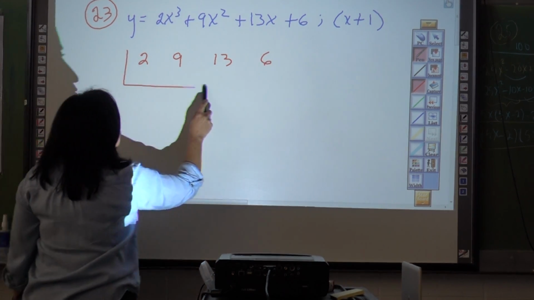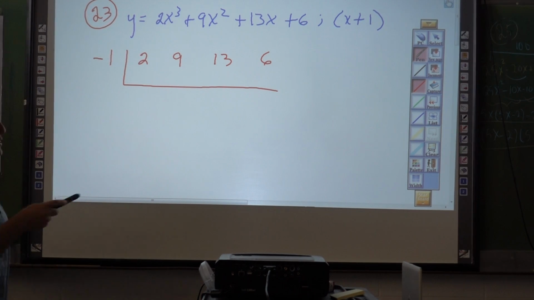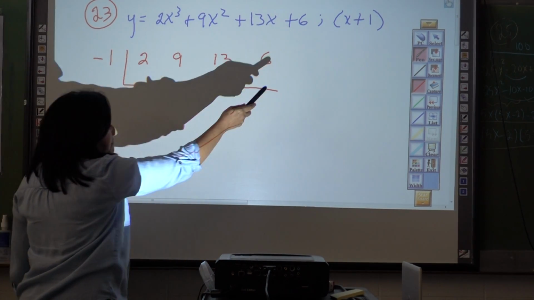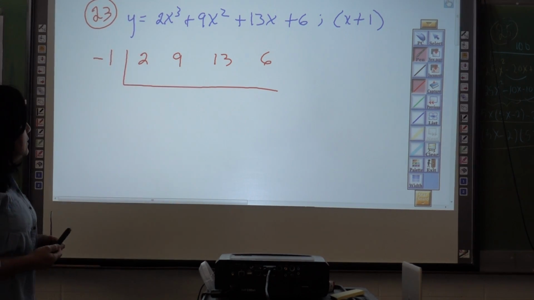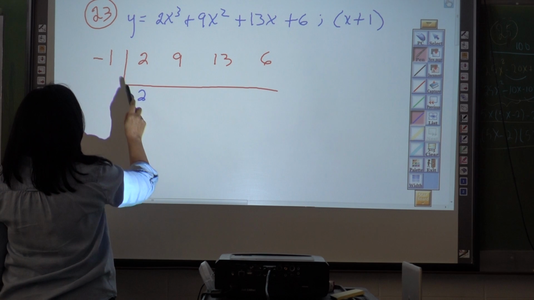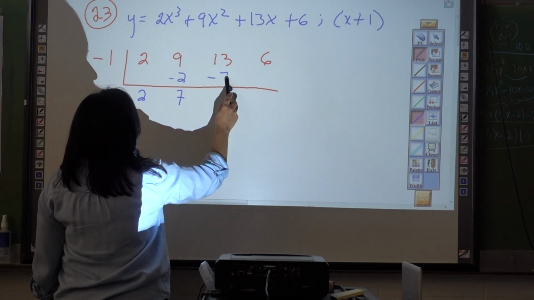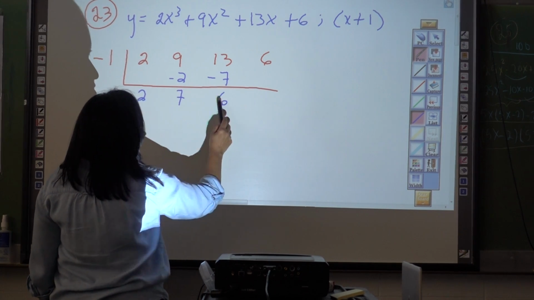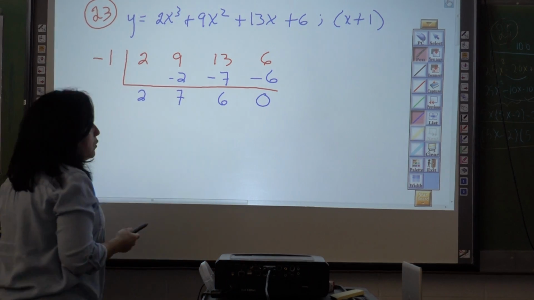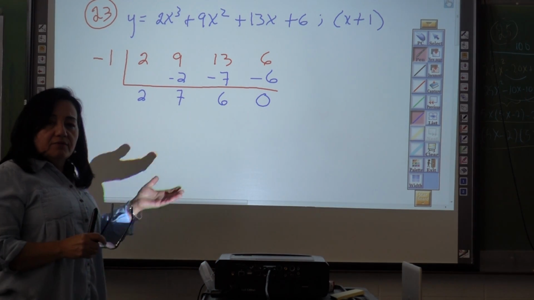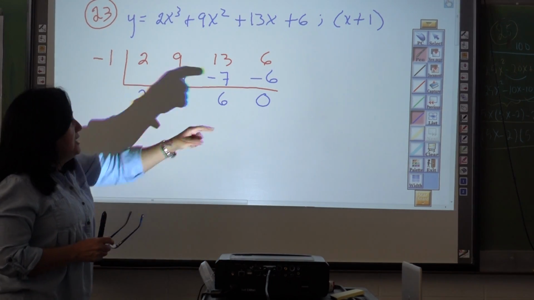And this is the box. And we have here the opposite sign for the positive 1 that we have, because this is a factor. Remember, when we give you a factor, you just change the sign. So bring down the 2, multiply, this is negative 2, add, 7, multiply, negative 7, add, this is 6, multiply is negative 6, we add, and we get 0. We know already that it has to be 0 because they tell me this is a factor, right? So that has to be 0.